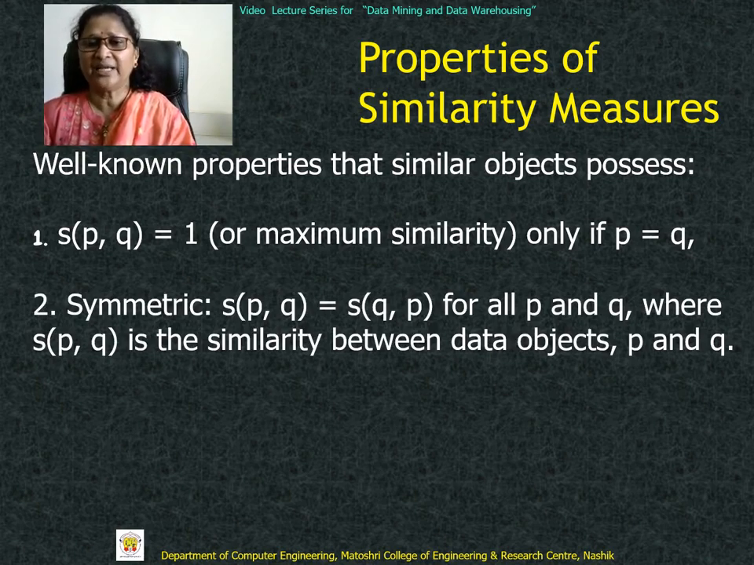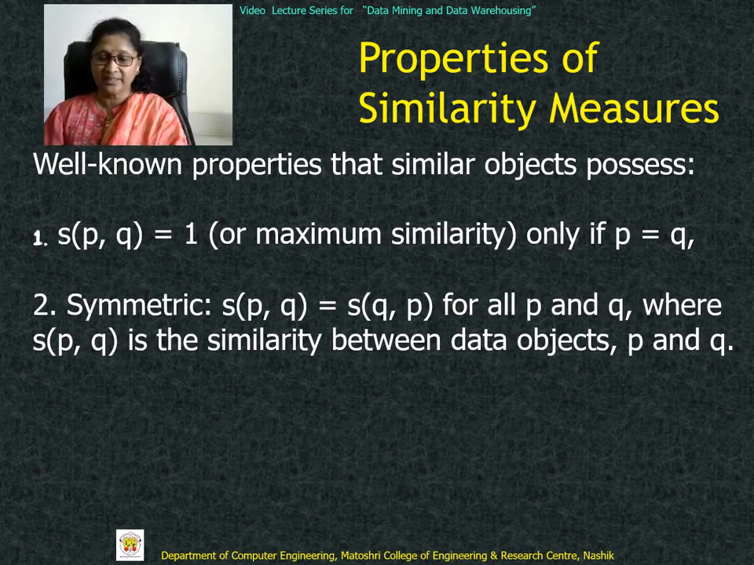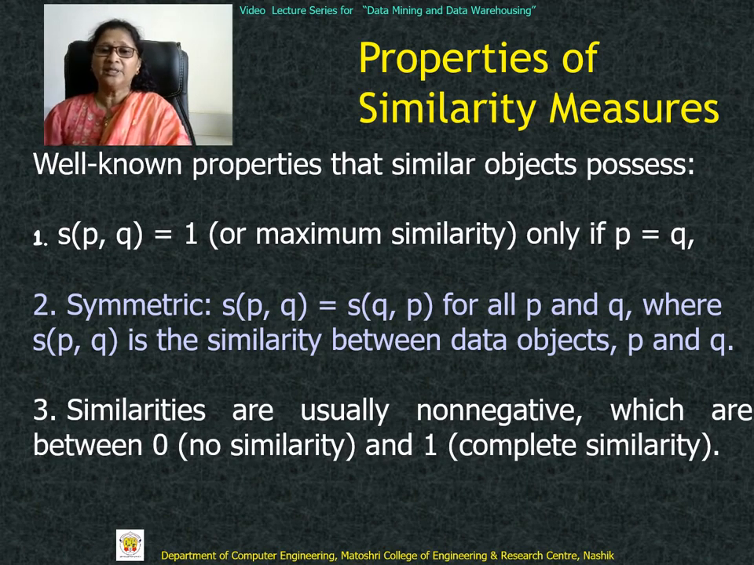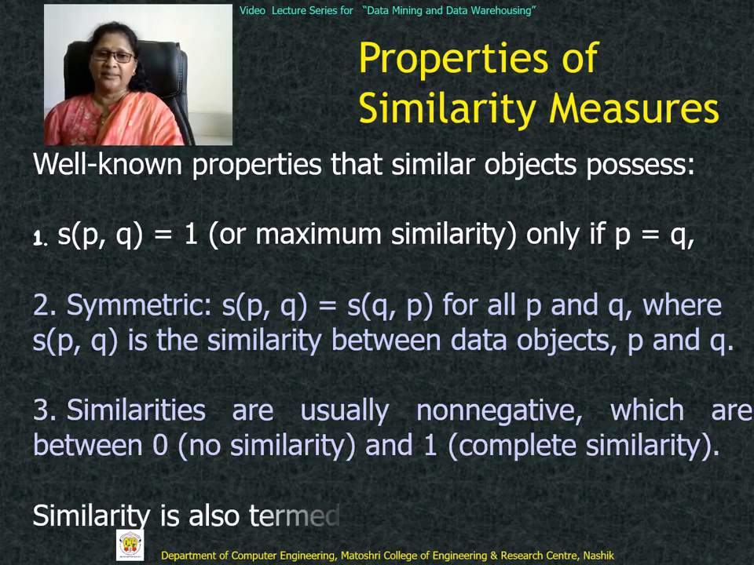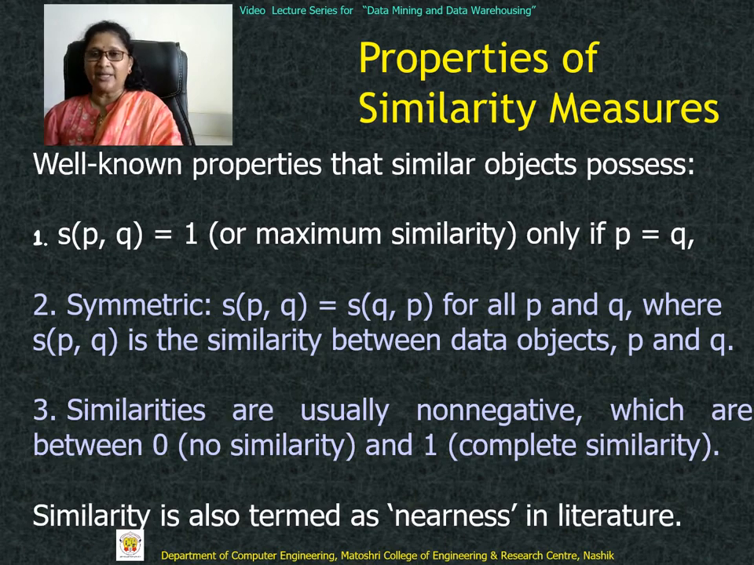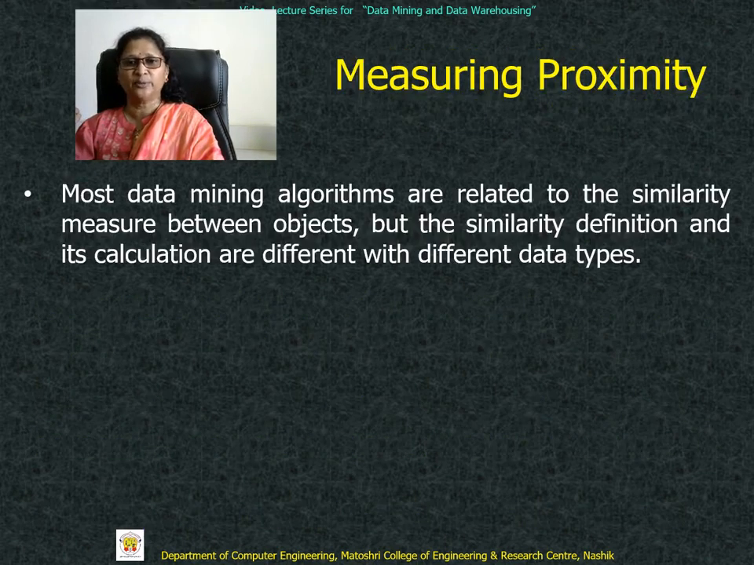Symmetric. When we say that any object A is similar to or exactly similar to B, it means B is also similar to A. We are going to compute the similarity with respect to attributes, and if the attributes are common for both the objects, then we say that similarity is symmetric. Similarity is usually non-negative, between 0 and 1, and also remember that similarity refers to nearness and dissimilarity refers to distance.